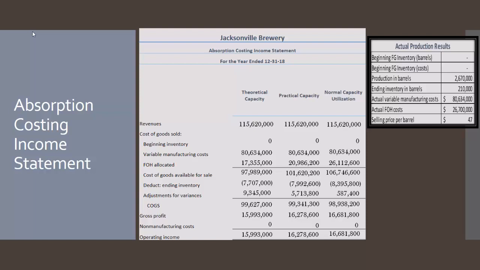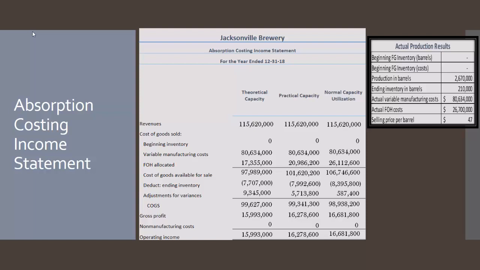So if you're distributing overhead to the theoretical amount of units that you possibly could, you're going to have less value in your ending inventory, because you didn't allocate as much to it, and instead take a bigger adjustment, which is going to give you a higher cost of goods sold and therefore a lower income. If you go to practical, well, now your ending inventory is more because you allocated more overhead to it, and you would be able to expense out that adjustment if you're going to use the write-off to COGS method.